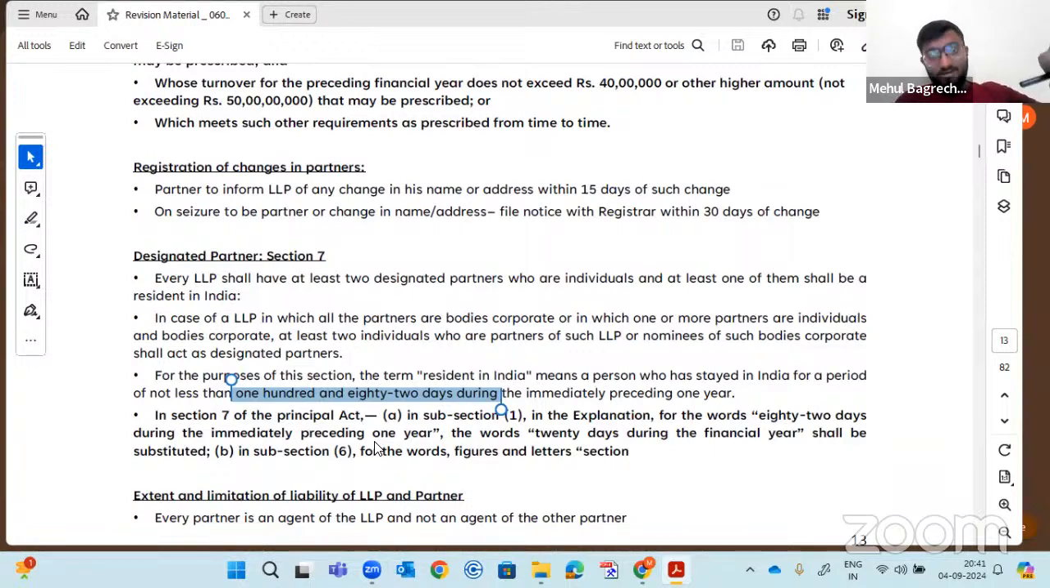In case of LLP's designated partner, if he is staying in India for a period of 182 days. How to remember? Easy. Listen to me.